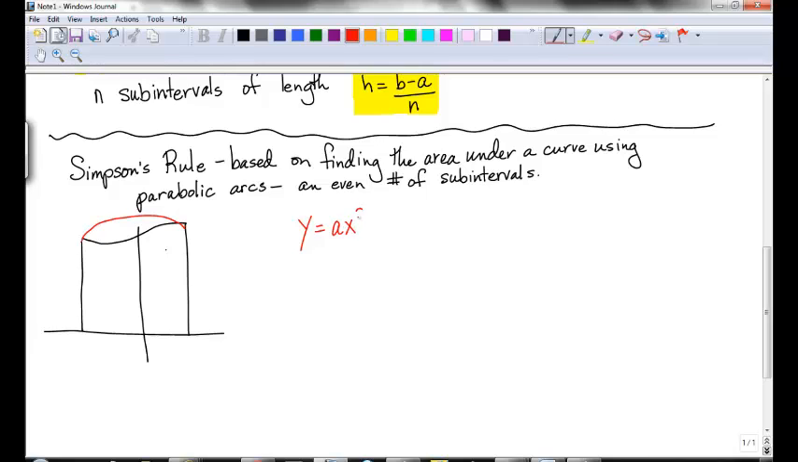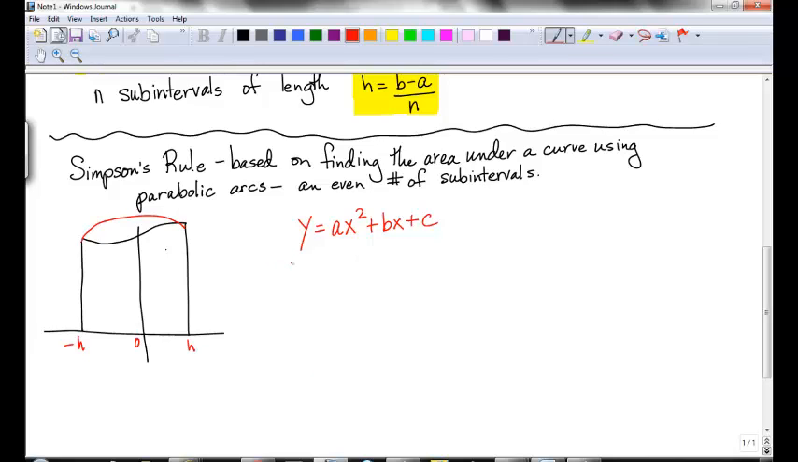AX squared plus BX plus C. Okay, y to the first and an x squared. That's the main formula for a parabola. So you're really finding the area underneath the parabola, and this is the curve. This would be the origin, and we're going to go from negative h. This length would be h. This would be h.